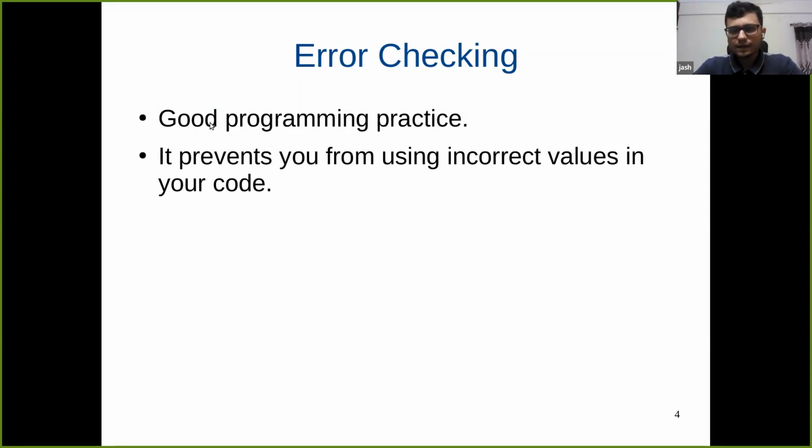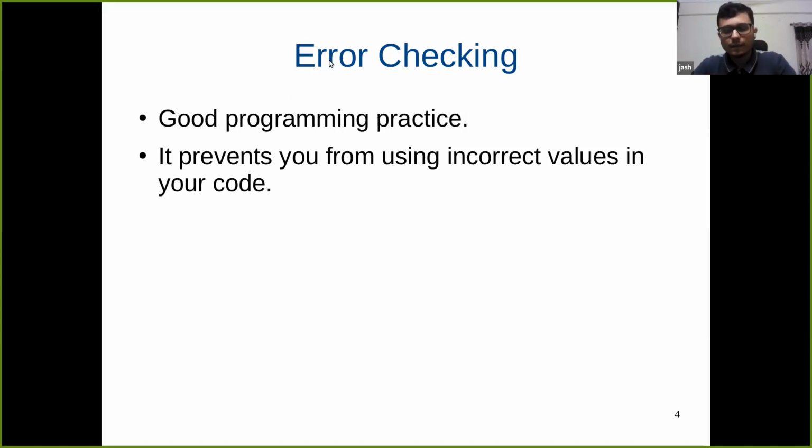Error checking is nothing but placing appropriate checks within your code so that your program doesn't end abruptly. And this is even true for the OpenMP programs that we write. In general, it's a good programming practice to add such checks, and it helps to prevent getting incorrect values and incorrect results in your code.